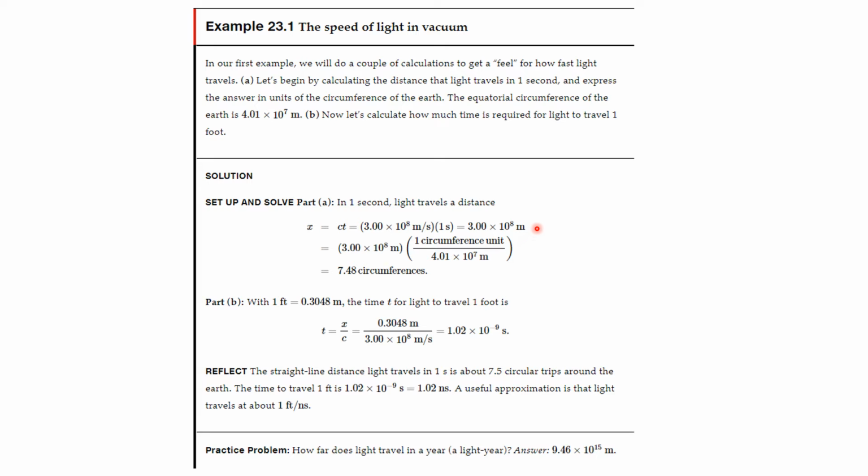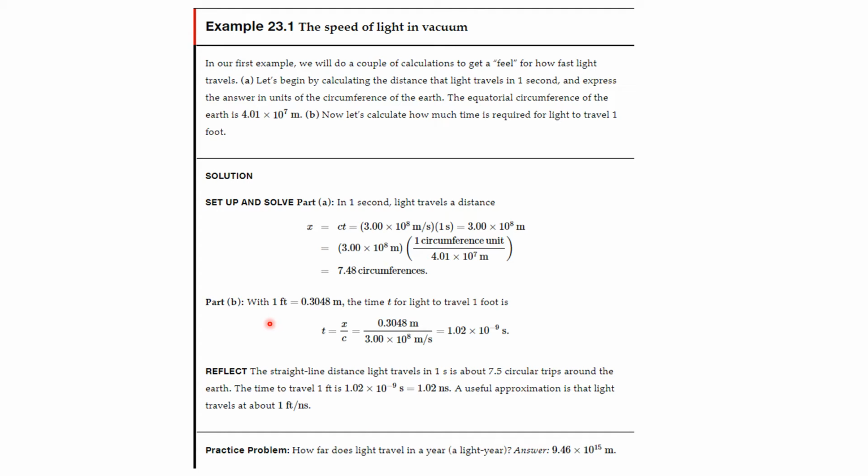But now we want to use dimensional analysis to change this distance into circumference of the Earth. So we take 3.00 times 10 to the 8th times 1 circumference of the Earth per 4.01 times 10 to the 7th meters. The meters cancel, and we find that is 7.48 circumferences. That means that light is so fast that it would travel between 7 and 8 times around the Earth in 1 second. In part B, we calculate how much time is required for light to travel 1 foot.